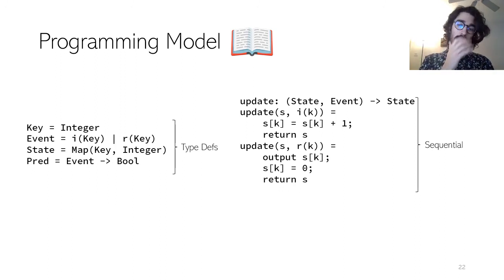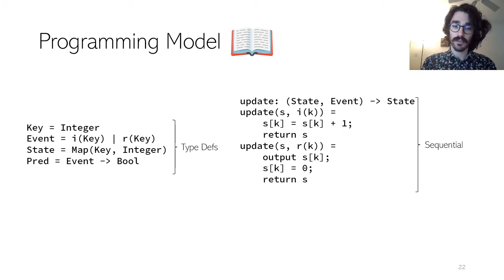The first component of an application in DGS is a sequential update function. This sequential update function describes how a single node processes incoming events by updating its state and outputting events. It first gets an input state and an input event, and then describes how to produce the next state. So if we get the increment event, then the application simply finds that key in the state and increments it, and then returns the new state. Similarly, if it gets the read reset event, then it outputs the value of the counter and resets to 0.